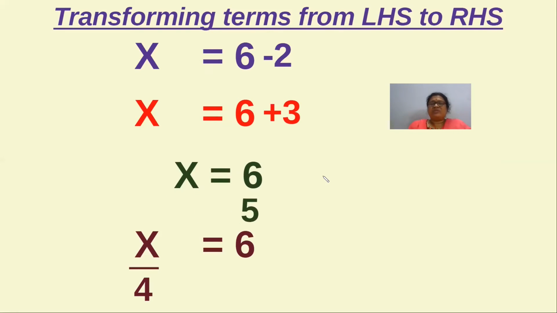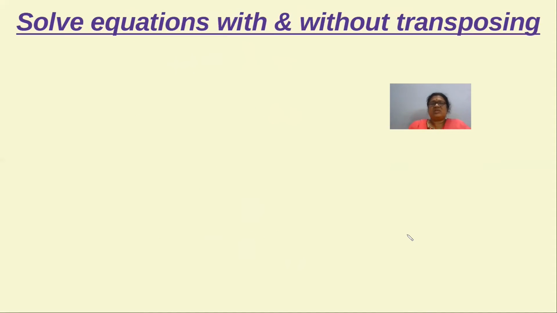And 5 is multiplying the x. When you take 5 to the other side, it will come and sit in the denominator. That is, it will divide. And here, 4 is dividing x. When you take 4 to the other side, let us see what happens. The 4 will multiply the RHS term. So this is a very important thing you have to remember while solving simple equations.